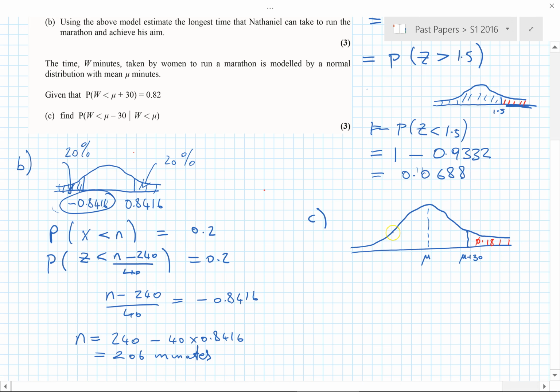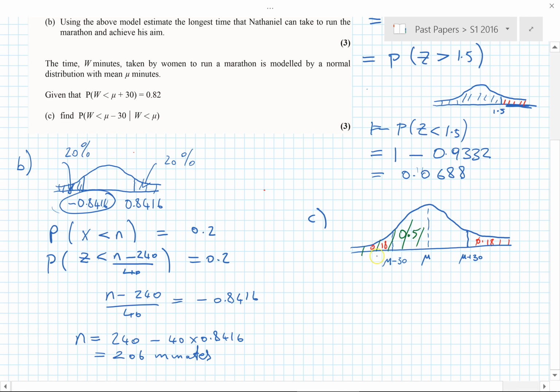Okay, so by symmetry, we can say that this number here, which is mu minus 30, that this area here would also be 0.18. So let's just look at what we've been asked for here. We're saying given that W is less than mu, so we're in this area where we know we're halfway along here. And we know that this whole area is 0.5, because it's halfway along by symmetry.